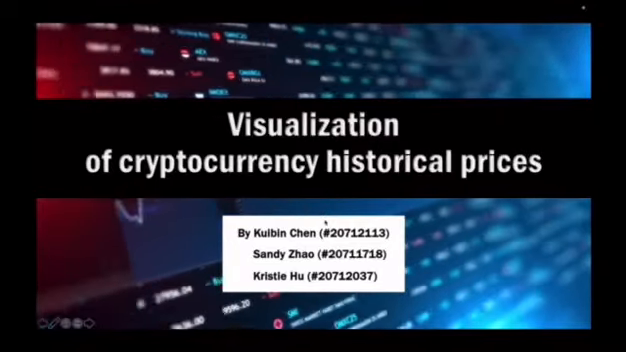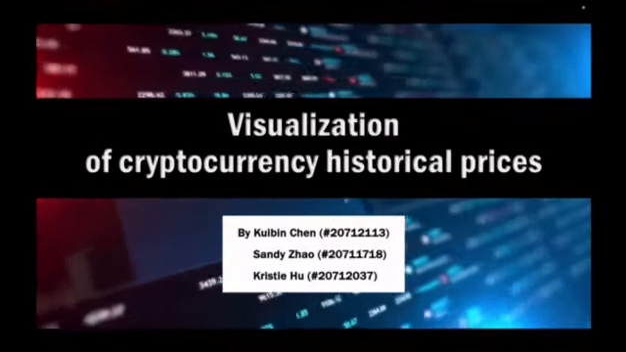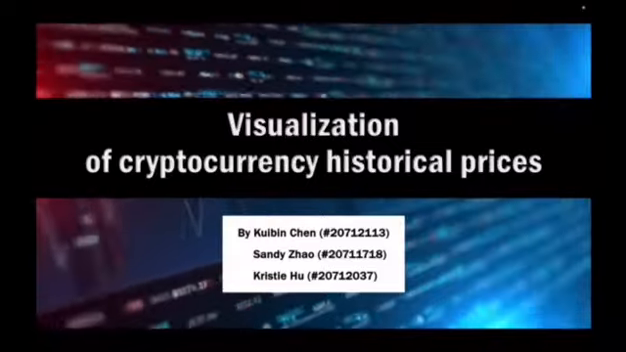Our project is visualization of cryptocurrency historical prices. Our group members are Kui Bingchen, Sandy Zhao, and Chrissy Hu.